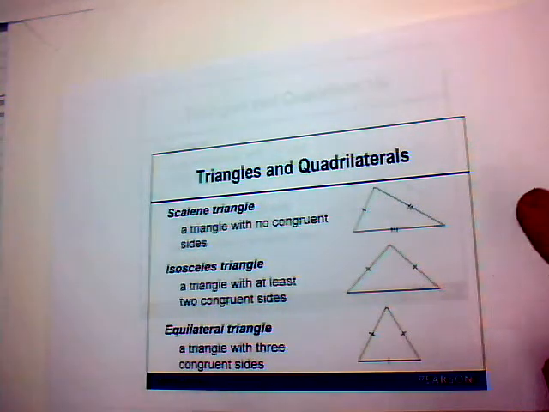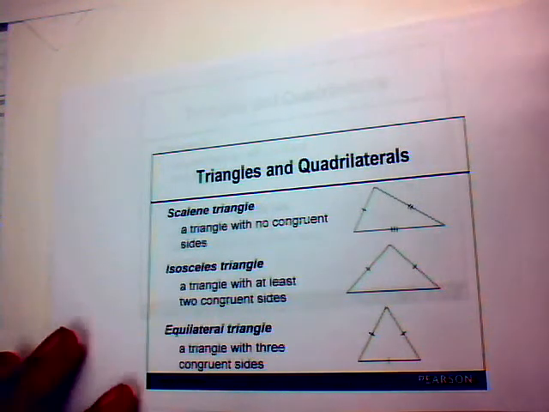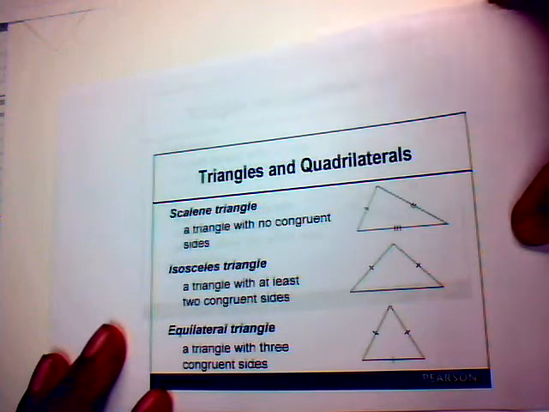Now keep in mind an equilateral triangle can also be considered an isosceles triangle because of the definition of an isosceles triangle. It's a triangle with at least two congruent sides.